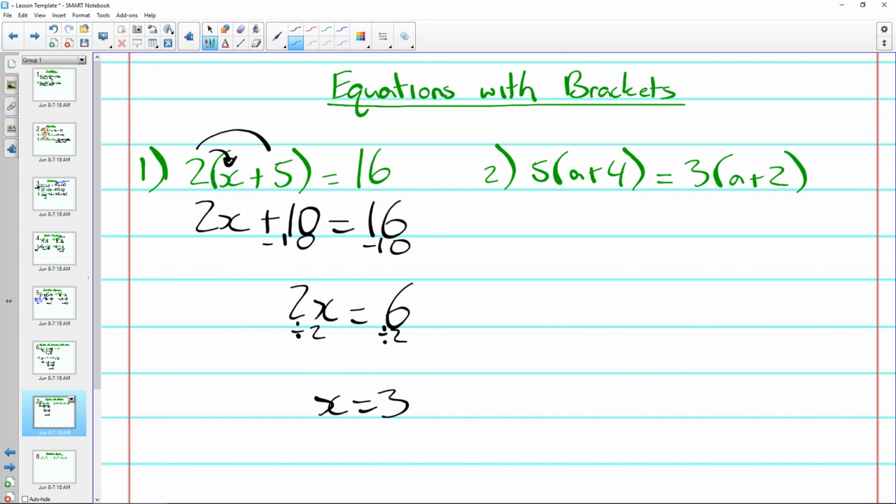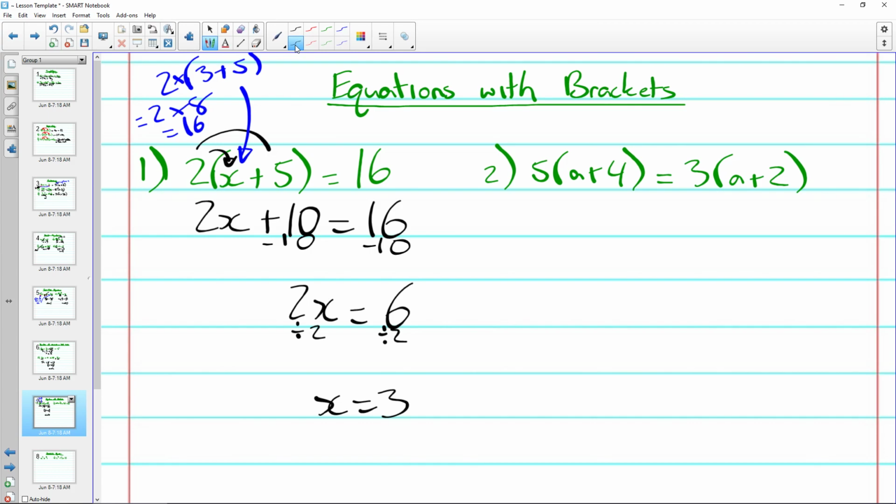Again, to check to see if your answer's right, if I put 3 into this, so 2 times 3 plus 5, or 3 plus 5 equals 8, and 2 times 8 equals 16. And that's what we were expecting in that question. So we know we're right.